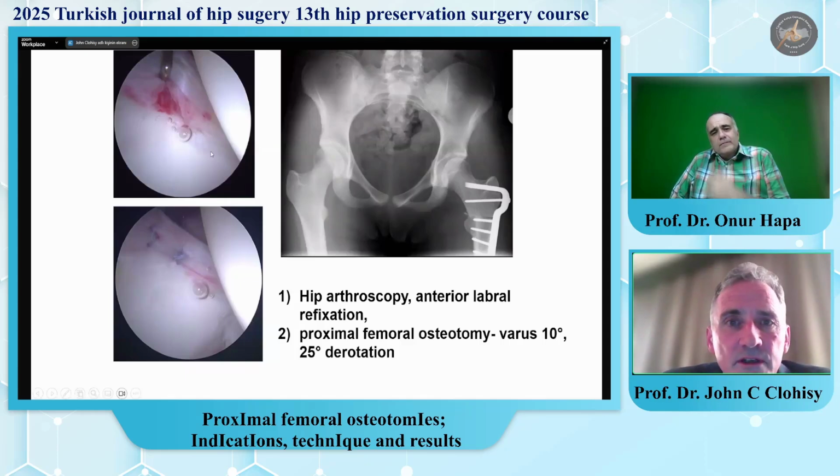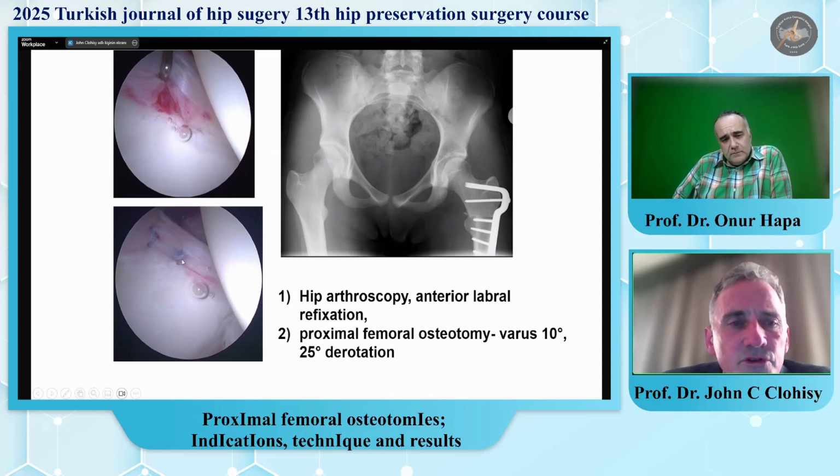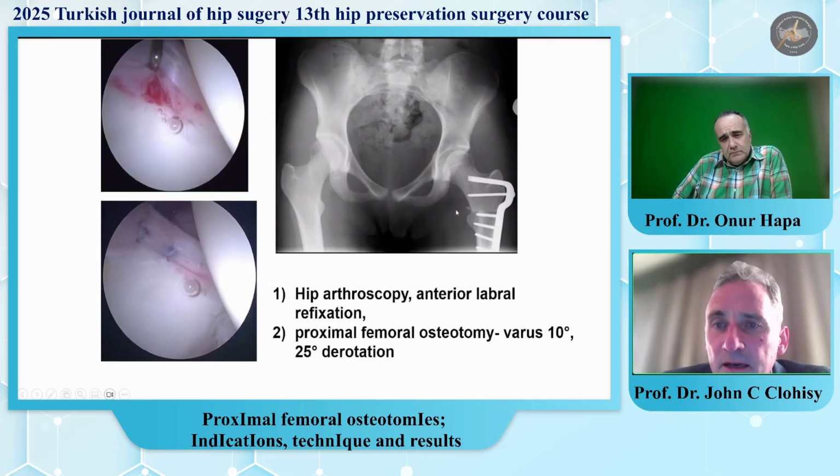Can you see my cursor? Yes. So she has an anterior labral detachment that was treated with 2 sutures just to stabilize that part of the labrum. She has a very nice, healthy joint. And then here's our osteotomy correction, about 10 degrees of varus. We did a 25-degree rotation correction and fixation with the blade plate.